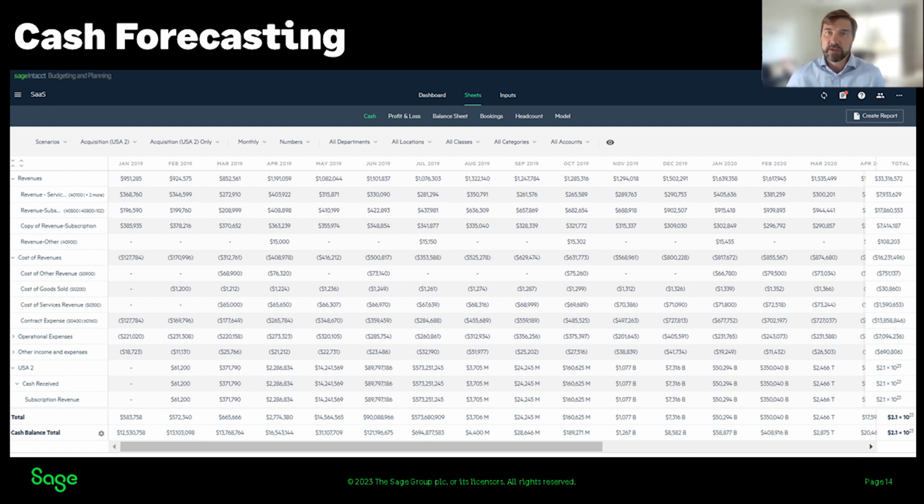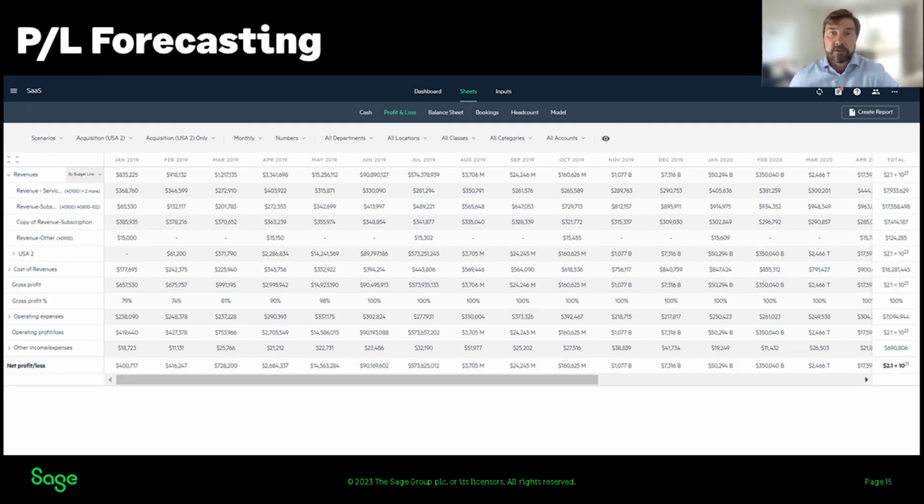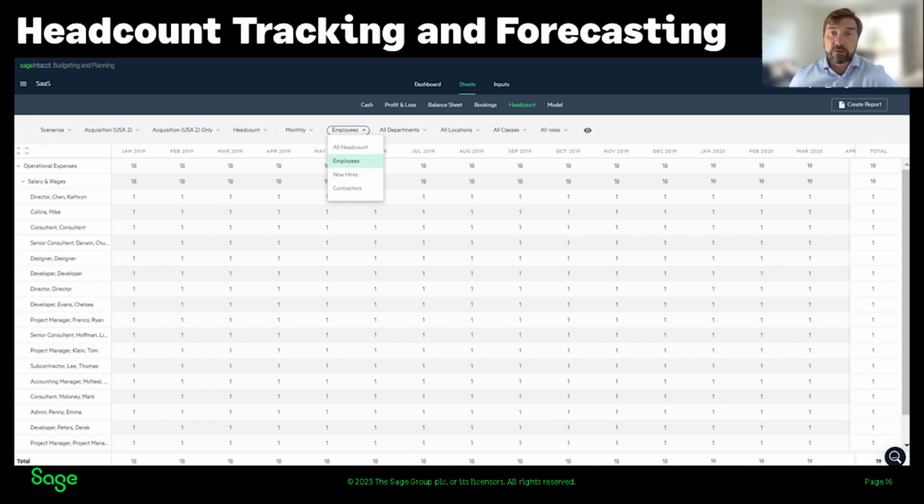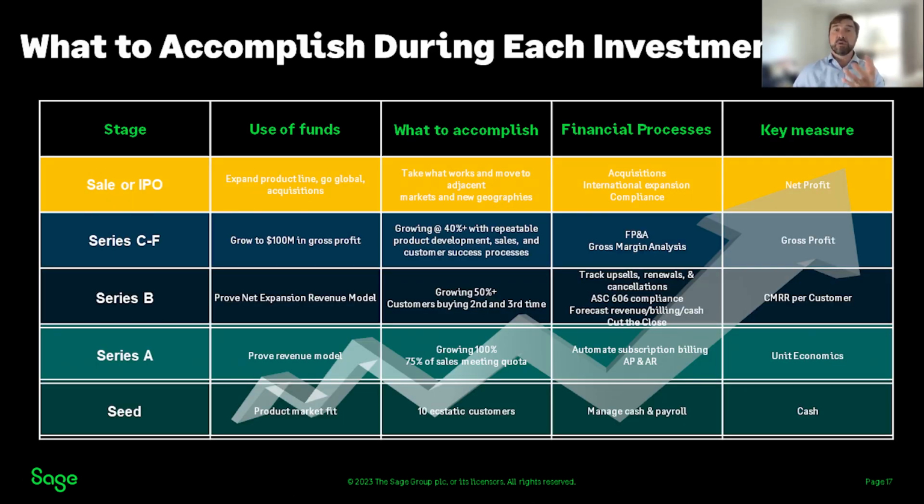Cash forecasting, critical to figure out when do you need to raise more funding, where can you invest, and do it by all the different GL codes. And again, your finance team does all this work for you. It's just there, so you know it's not in Excel. It's not at risk of being inaccurate. Your P&L forecasting, headcount tracking, to be able to put all this in. It's all in one place. And I want to tell you how we do it.